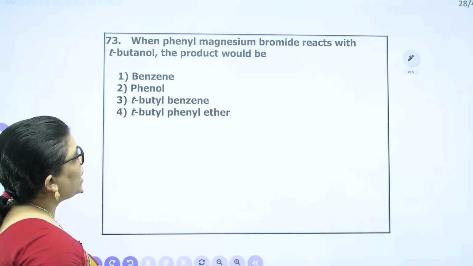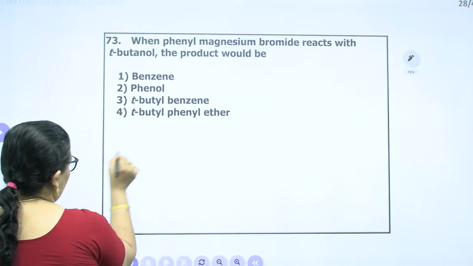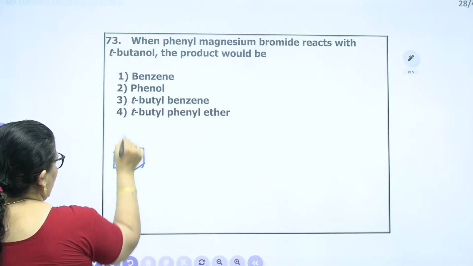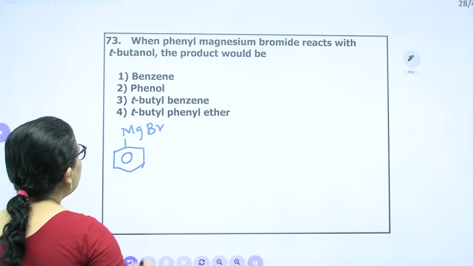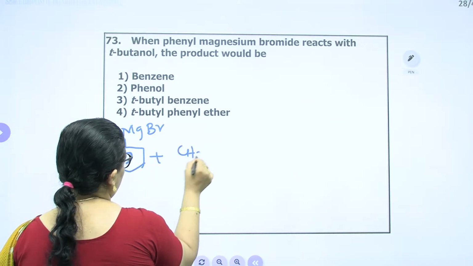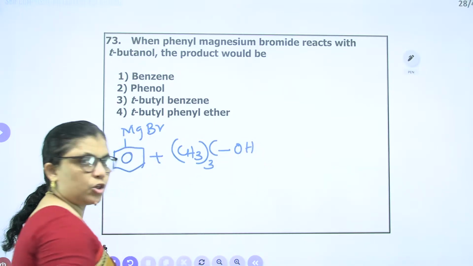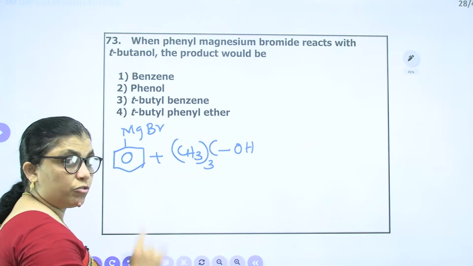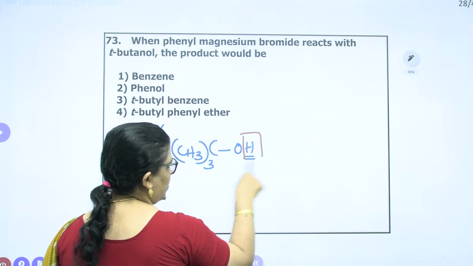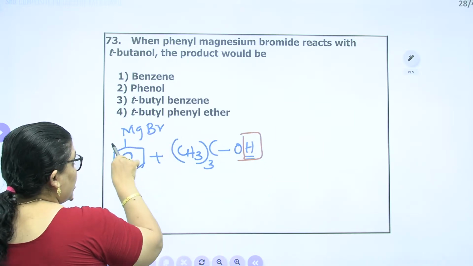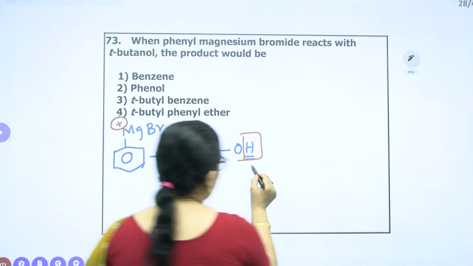Question 73. When phenyl magnesium bromide reacts with tertiary butanol, phenyl magnesium bromide is a Grignard reagent. Treated with tertiary butanol, (CH3)3COH, it will produce, because of the active hydrogen atom, this is acidic in nature. H can be replaced here. Magnesium is more electropositive, that's why we'll get the product as benzene.